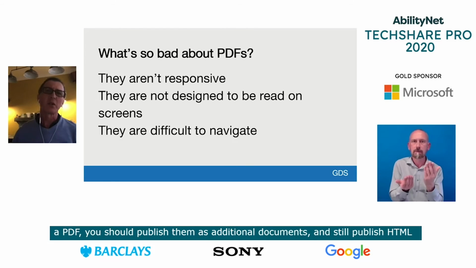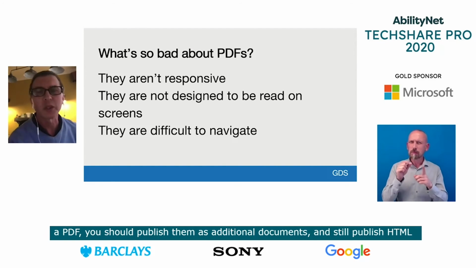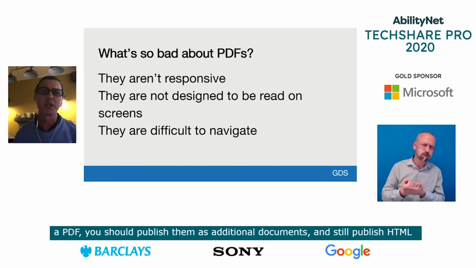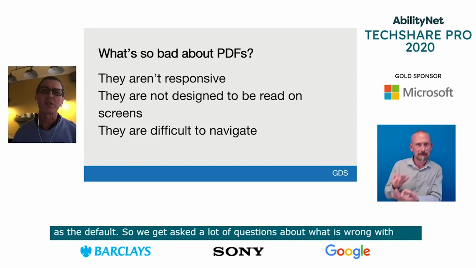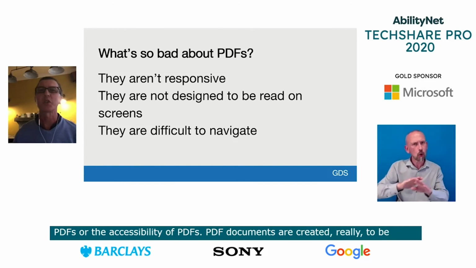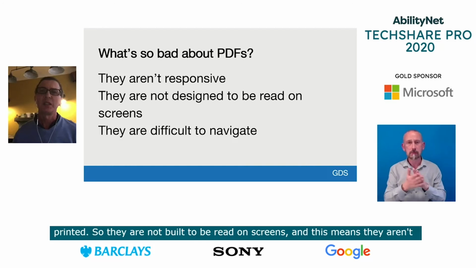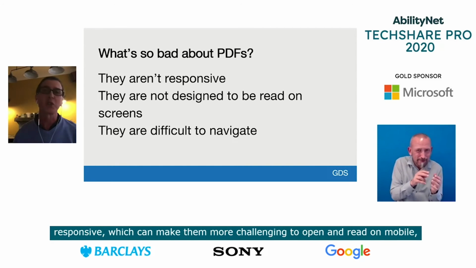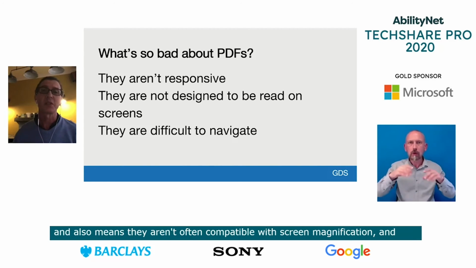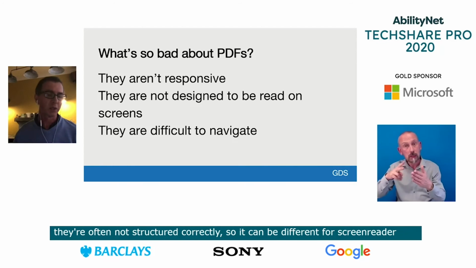So we get asked a lot of questions about what is wrong with PDFs or the accessibility of PDFs. PDF documents are created really to be printed, so they're not built to be read on screens. And this means they aren't responsive, which can make them more challenging to open and read on mobile. It also means they aren't often compatible with screen magnification, and they're often not structured correctly, so it can be difficult for screen reader users to navigate. There are ways of making PDFs more accessible, but they're never perfect. They're never going to be fully accessible to everyone.